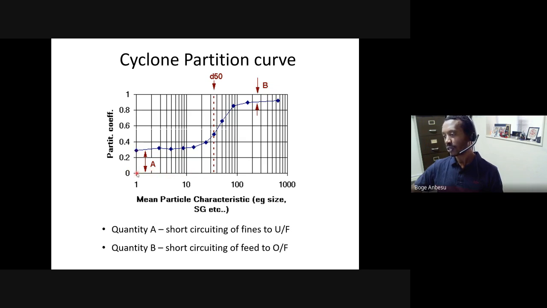So all this should be somewhere here. But instead, I have an error because fine particles are going to the coarse fraction. That's what this one is saying, basically. Fine fractions going to the coarse. And here, as you can see, if all the coarse went to the underflow, this should be 100%.